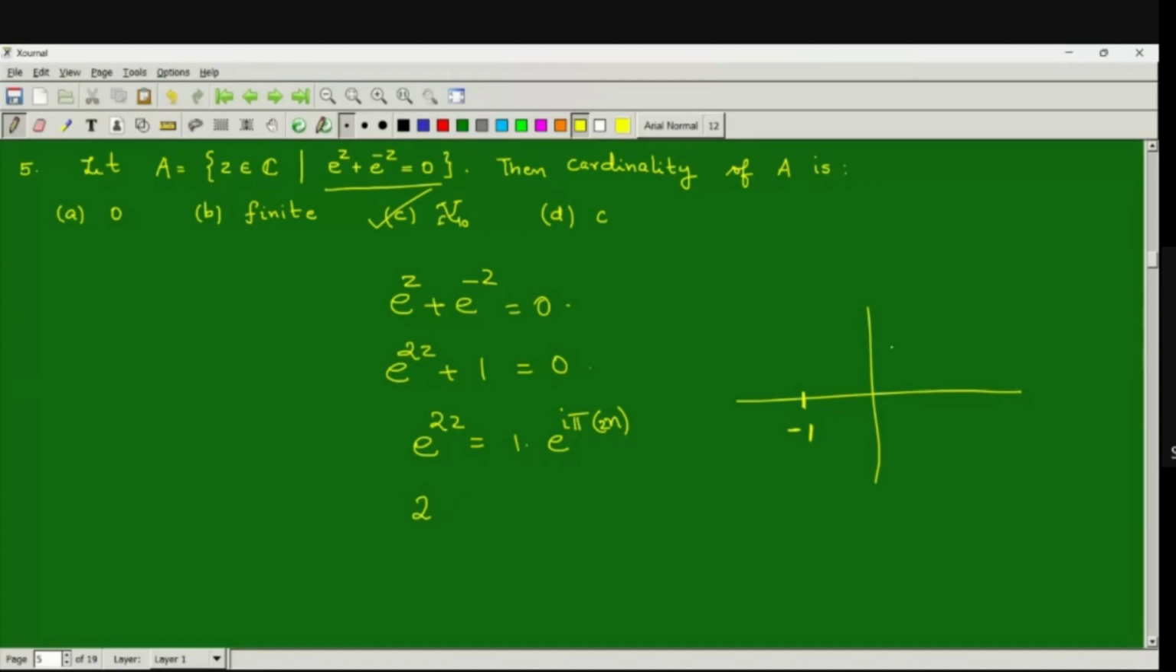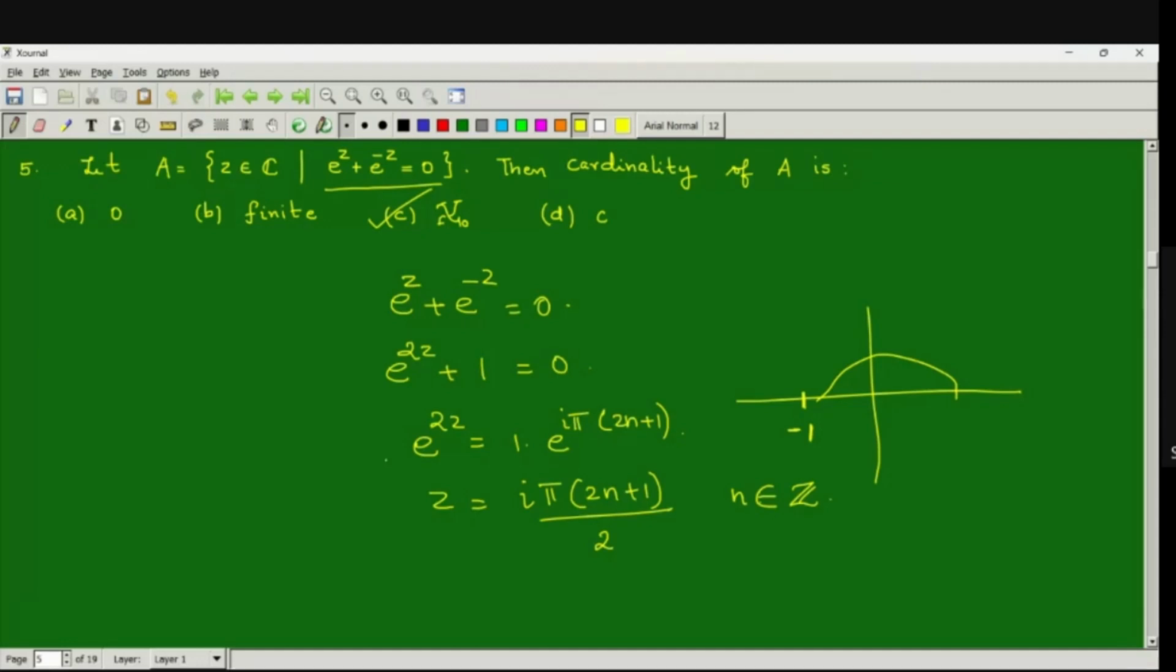Pi, 2n plus 1 into pi. Yeah, 2n plus 1 pi. So this is 1 pi, 2 pi, 3 pi, 4 pi. You can check like that. So this is (2n plus 1) into pi. It means the set takes these values, and n is countable. Hence, the zeros are also countable.